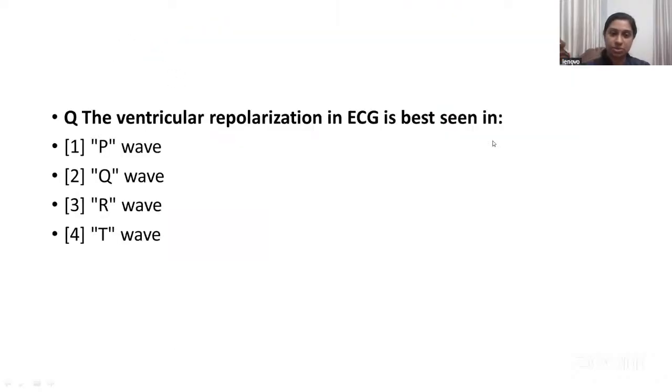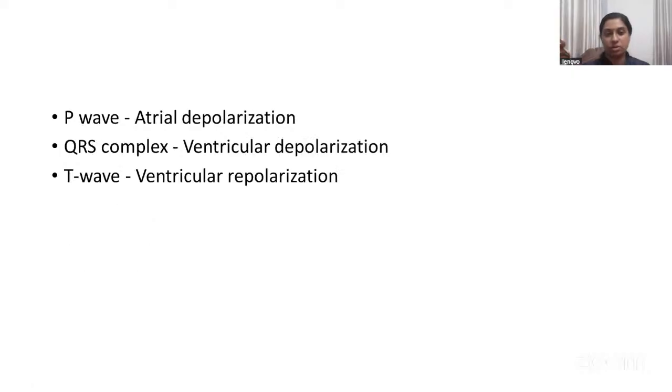So coming to the next question. Ventricular repolarization in the ECG is best seen in which wave? The options are P wave, Q wave, R wave, T wave. So what's the answer? T wave. So this also you have to remember. Numerous questions are asked. In the last PSC exam also this question was asked.